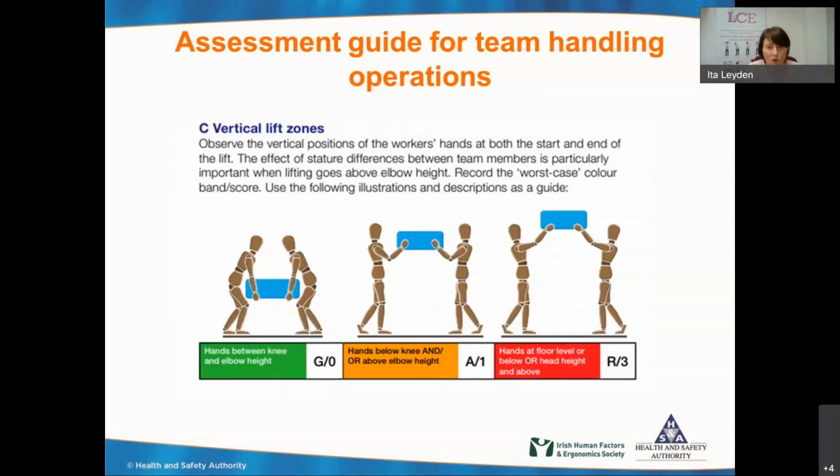Similarly with vertical lift zones, from a floor level perspective, everyone is going to be the same, whether it's at floor level or below. However, when it gets to the upper level, it can be different depending on the stature or height of the individuals involved. So if you have someone of a smaller stature doing a team handling operation with someone of a higher stature, one could be handling the load above their head, and another could be handling the load at their shoulder. So again, here you're rating the worst case scenario.